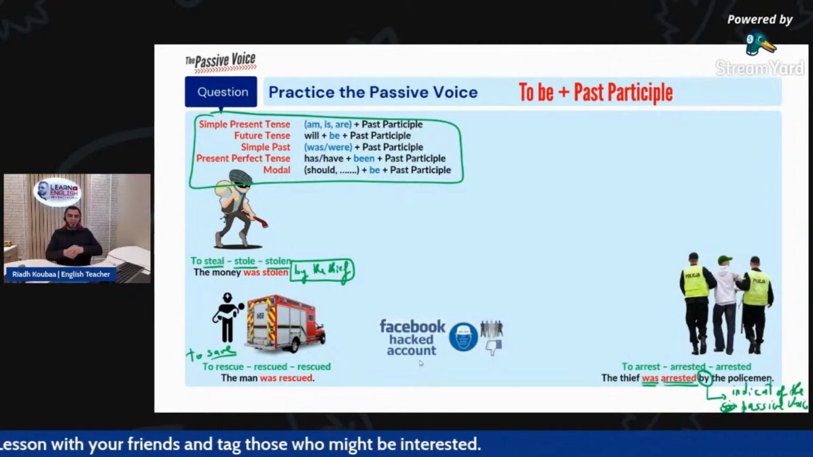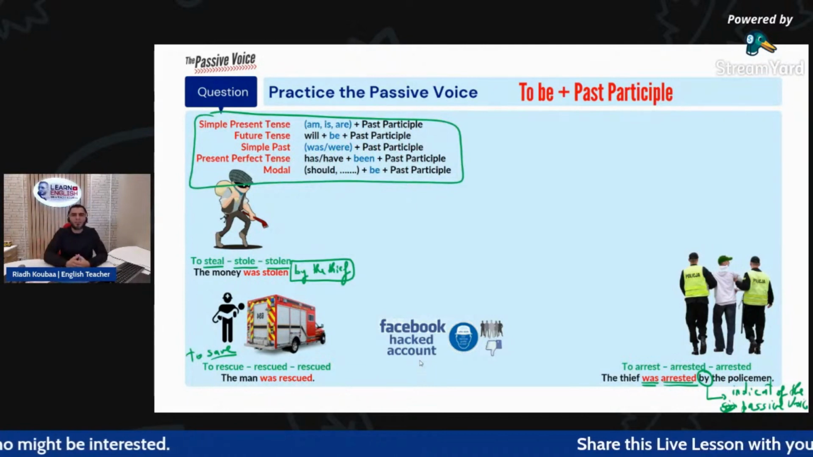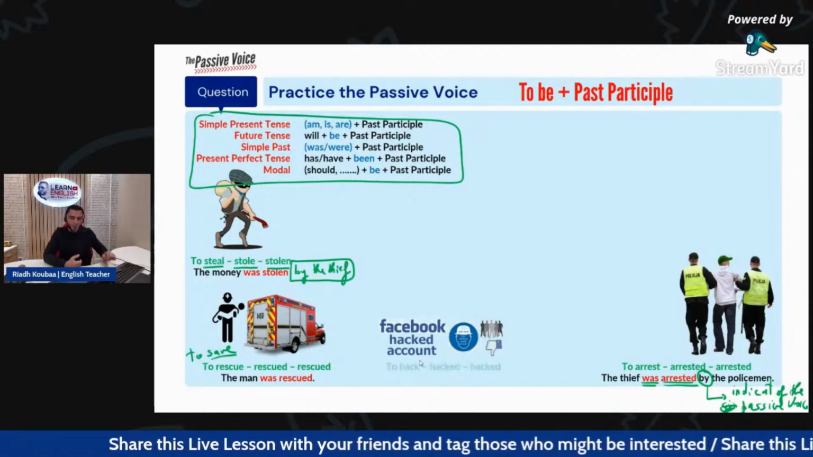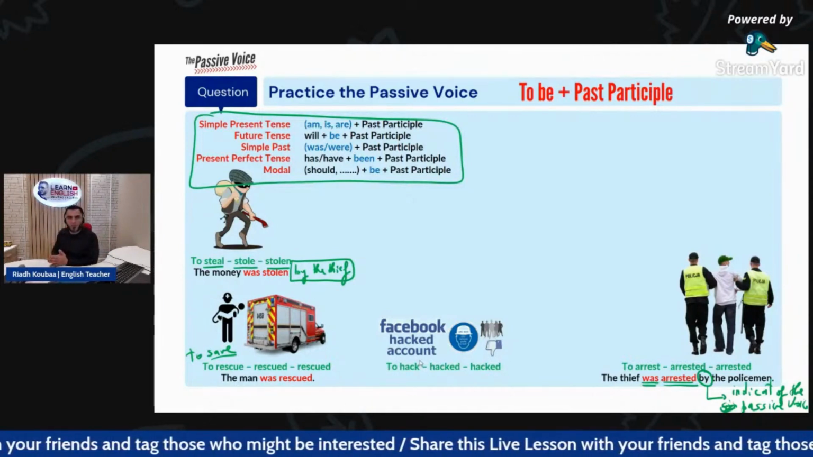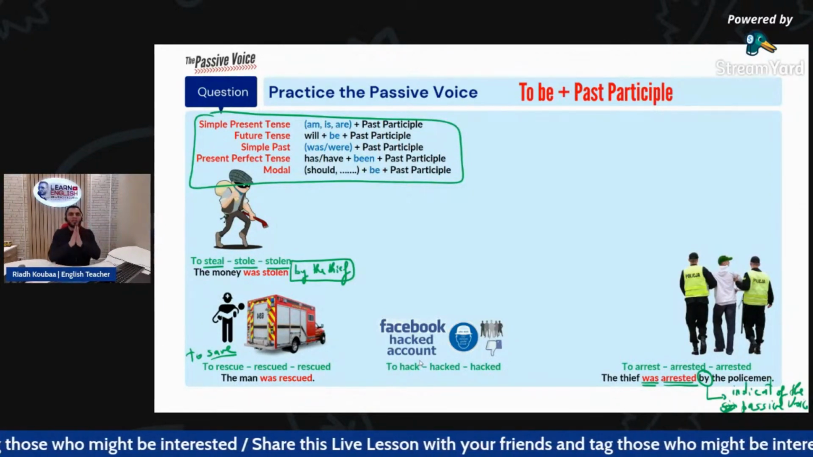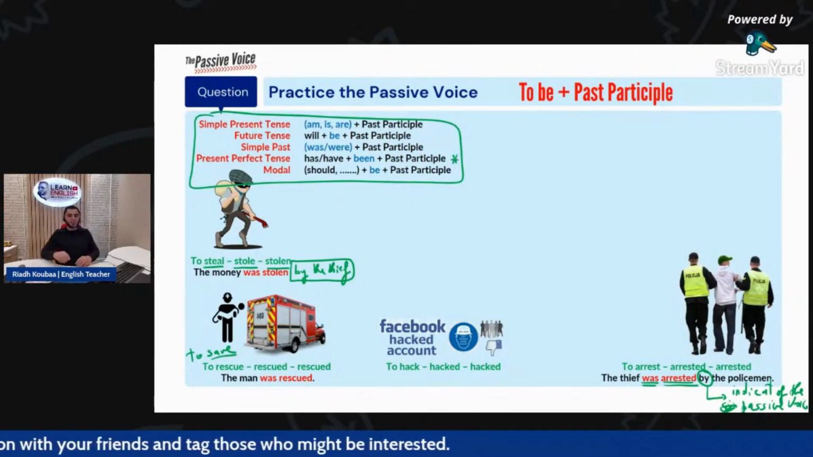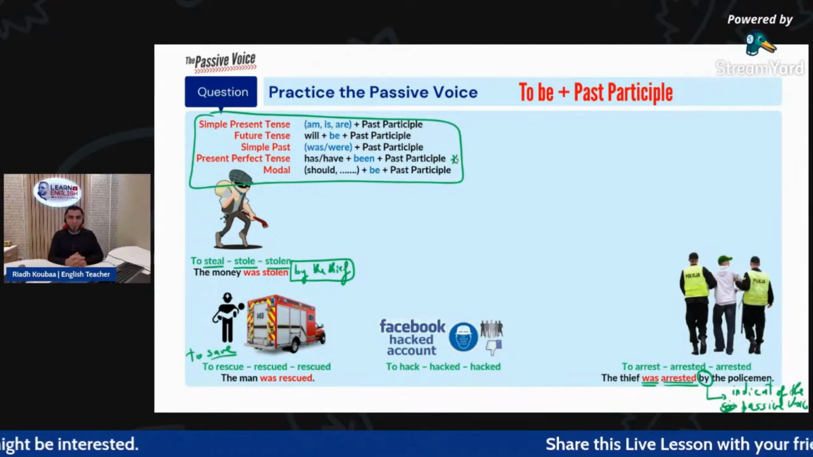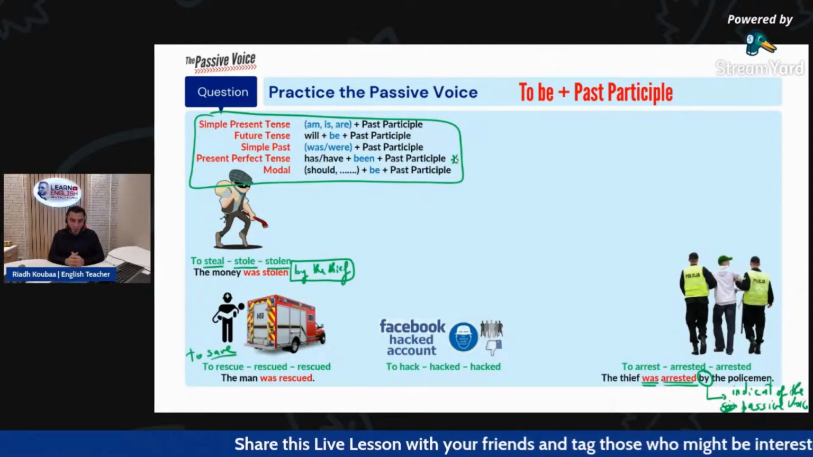Yes. Another example. If someone hacks my Facebook account, so what can I say? The verb is to hack, the simple past is hacked, and the past participle is hacked. Make a sentence in the present perfect tense. What happened to my Facebook account?